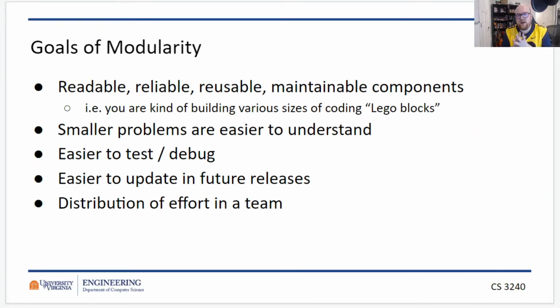The goal of modularity is to make source code that is readable, reliable, reusable, and maintainable. And it's made out of each of those individual components. That is, think of it as Lego blocks, and you can much more easily plug them in together. And that's because smaller problems are easier to understand, therefore easier to test and debug. And it's easier to then update because you can just swap out the old part and put in the new part. It also allows for a distribution effort in teams, such as going back to that micro-donation example. You can have one person work on the payment system, one person work on the browser system, one person work on the login or homepage, or however you want to break that up.